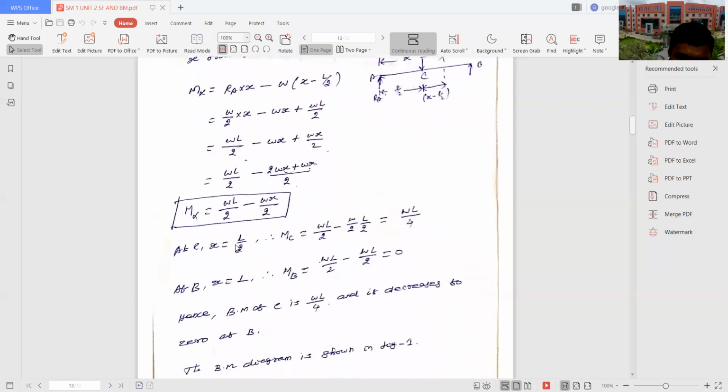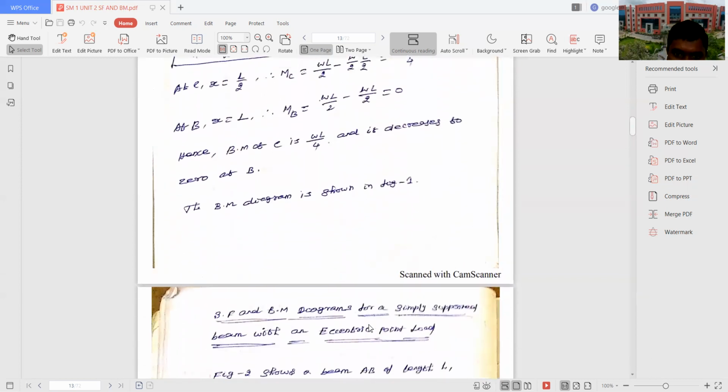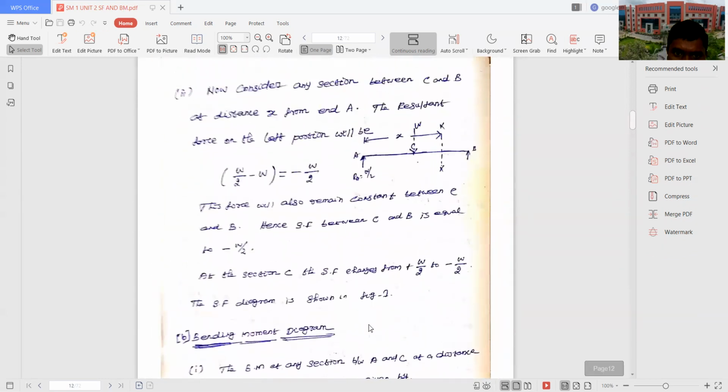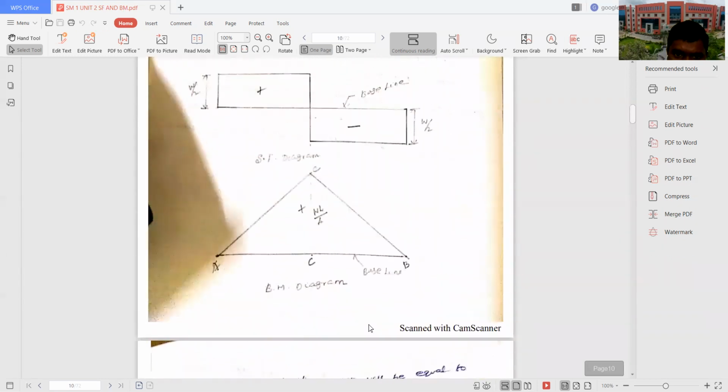In this equation, we can substitute at point C, x equal to L by 2. If you substitute, as usual MC is WL by 4, you know. At point B, x equal to L, if you substitute, the bending moment value is 0. So obviously, in a simply supported beam at the end, the bending moment will be 0. It is proved that the bending moment value at the end is 0 and the maximum bending moment will be at the center, that is WL by 4. So this is how we have to calculate, and you can see the diagram here.